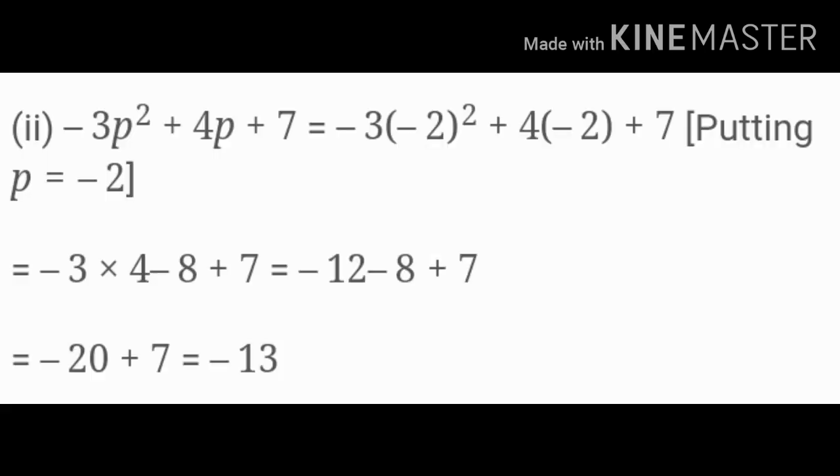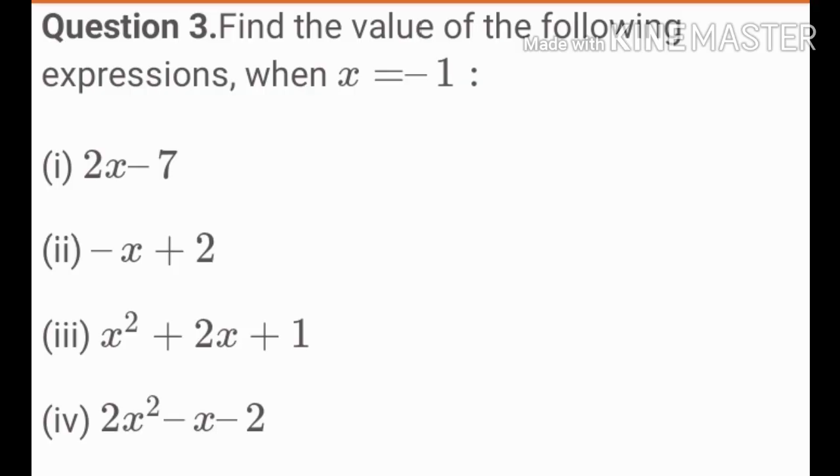Second part, minus 3p square plus 4p plus 7 is equal to minus 3 multiplied by square of minus 2 plus 4 multiplied by minus 2 plus 7. Here you can see, children, that wherever the p was written, we have replaced it by minus 2. So 3 into 4, minus 8 plus 7. So 3 into 4 is minus 12, minus 8 plus 7. It makes minus 20 plus 7. Answer will be minus 13. Show the steps.